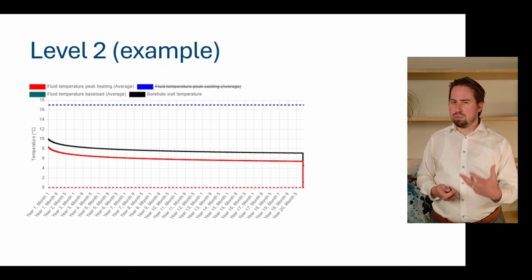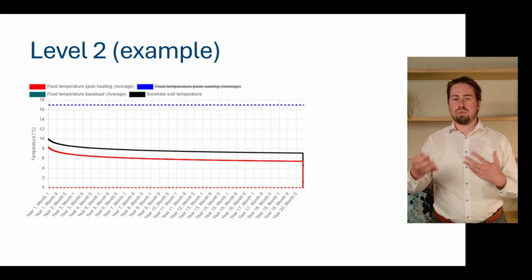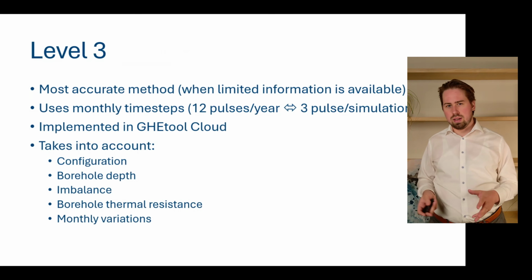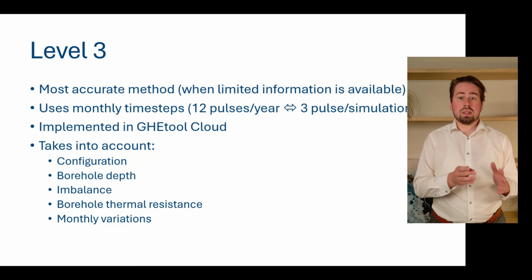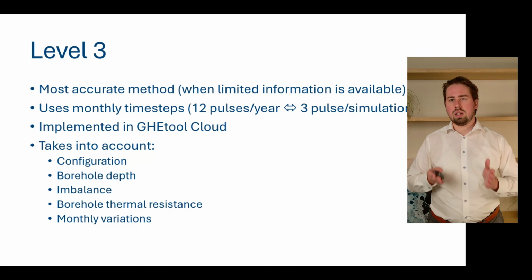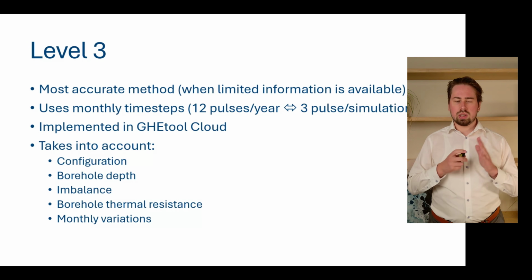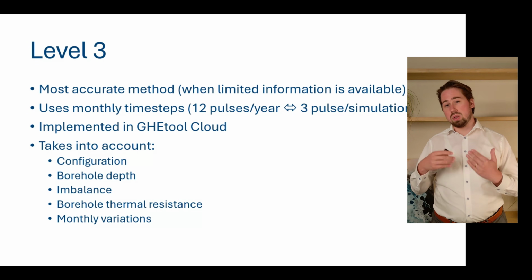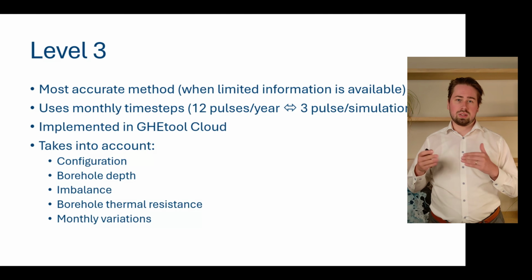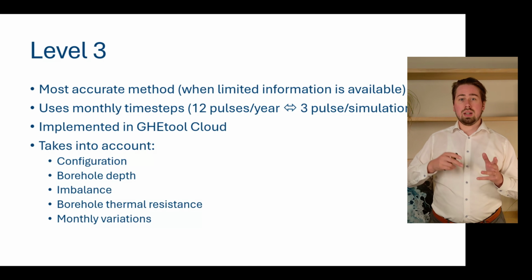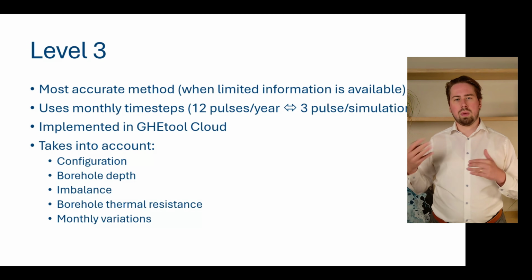And the first level that actually is familiar to you, let's say, is level 3. It's the most accurate method when there's only limited information available. We are sizing now with monthly time steps. So instead of working with 3 pulses over the whole simulation period, we're now working with 12 pulses per year in both heating and cooling, so actually 24.